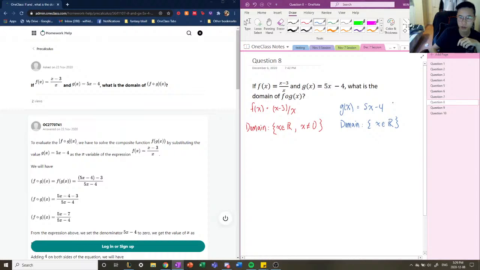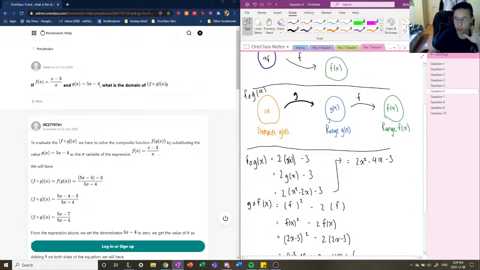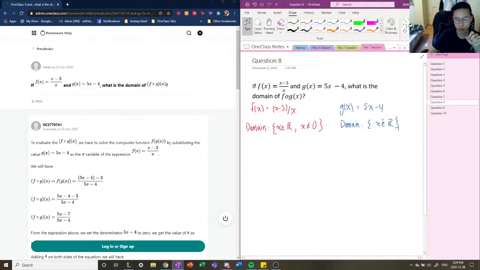In our previous example, our domain didn't change, and that's because of the nature of how polynomial functions work. The domain is consistent for both g and f. But here we already noticed that the domains for these functions are different. That already gives us a clue that our domain is going to be slightly altered for our compositional function. So let's do our compositional function here, okay?